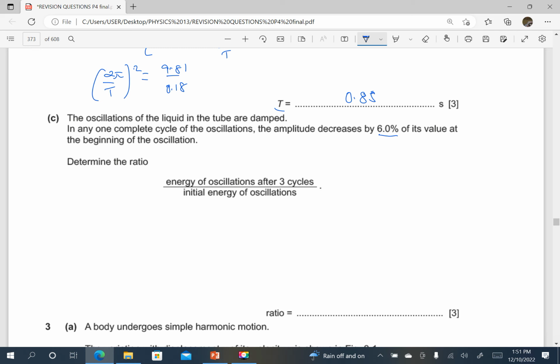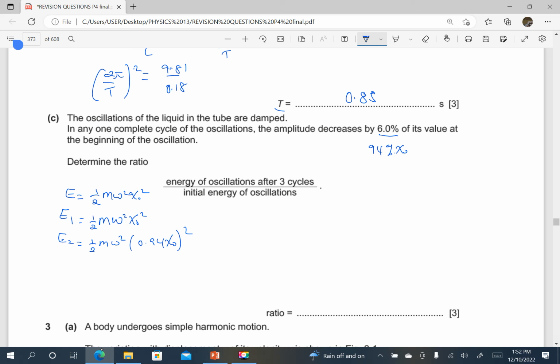So the initial energy of oscillations, we know that energy is equal to 1/2 m omega squared x naught squared. Initial energy of oscillations, I'll call it E1, is going to be 1/2 m omega squared x naught squared. Let me say that energy after one oscillation, because remember, the amplitude decreases by 6.0%. That means what remains is 94% of x naught. So energy, I'll call this one E2, is going to be 1/2 m omega squared, the amplitude is now 0.94 x naught, and this is squared.